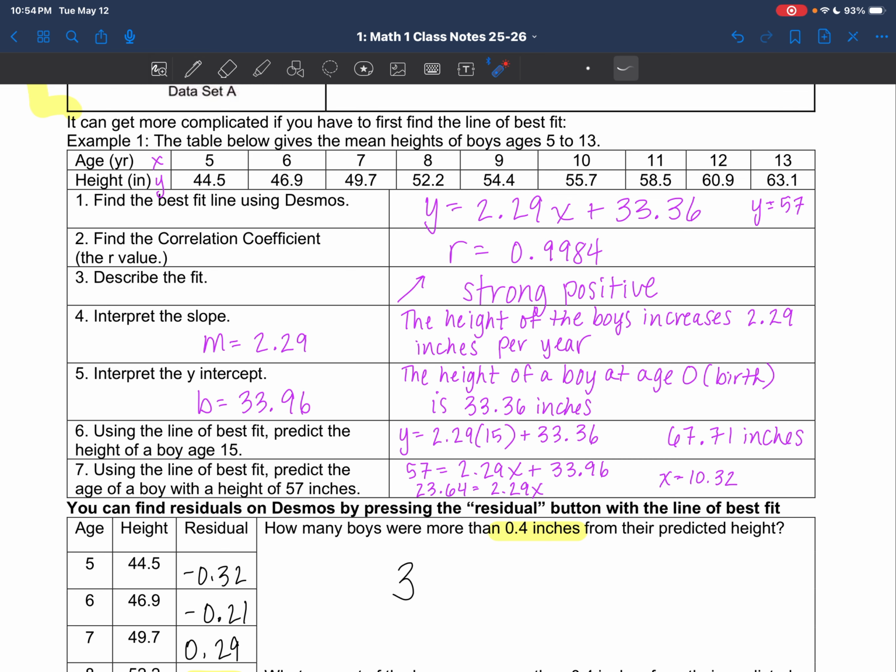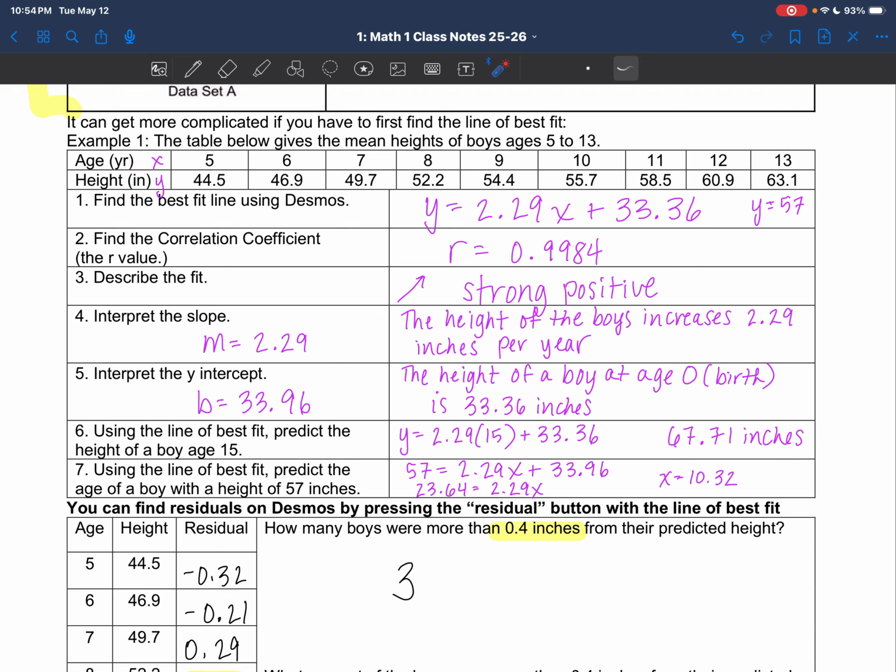And then to interpret the slope, this is your slope. So it's the height of the boys increases because it's positive, 2.29 inches per year. So if you notice, it's y per x. That's usually how I think of it. So y per x. So inches per year.